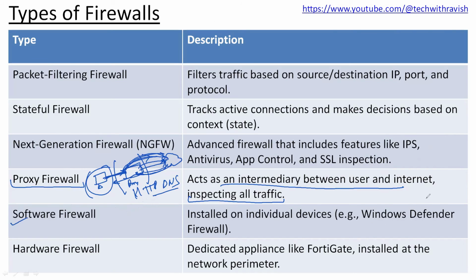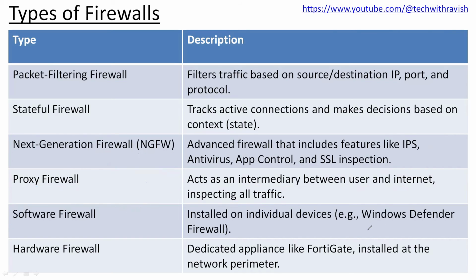Next is the software firewall. Basically, a software firewall is installed on your individual devices, like Windows Defender or a firewall. A hardware firewall is a dedicated appliance like FortiGate, installed at the network perimeter for the same purpose.